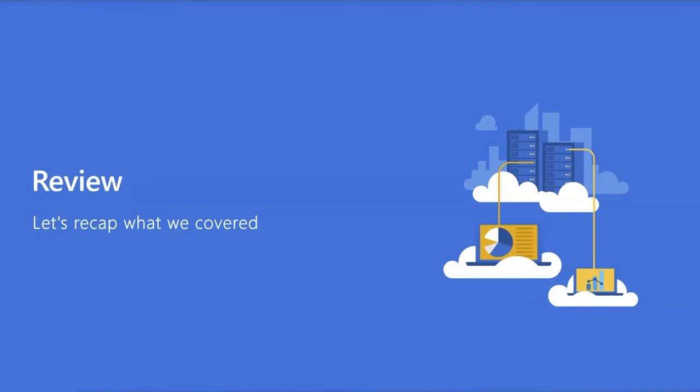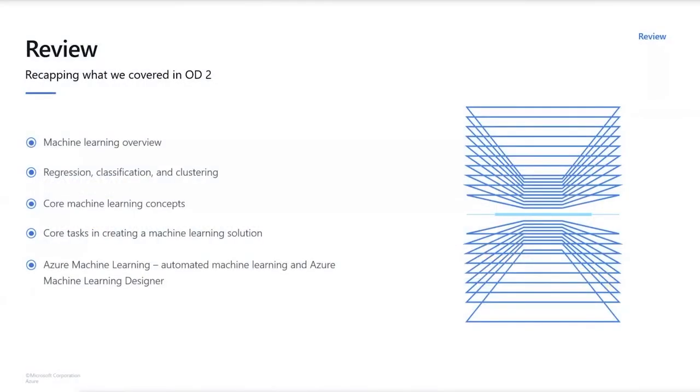Let's go ahead and do a quick recap of what we've covered in Objective Domain 2. We've reviewed quite a few different items. We've looked at machine learning as an overview. We looked at examples of regression, classification, and clustering. We reviewed some of the machine learning core concepts as well as the tasks in creating a machine learning solution. And then finally, we did a quick tour of the Machine Learning Studio, which is an automated machine learning designer inside of Azure.